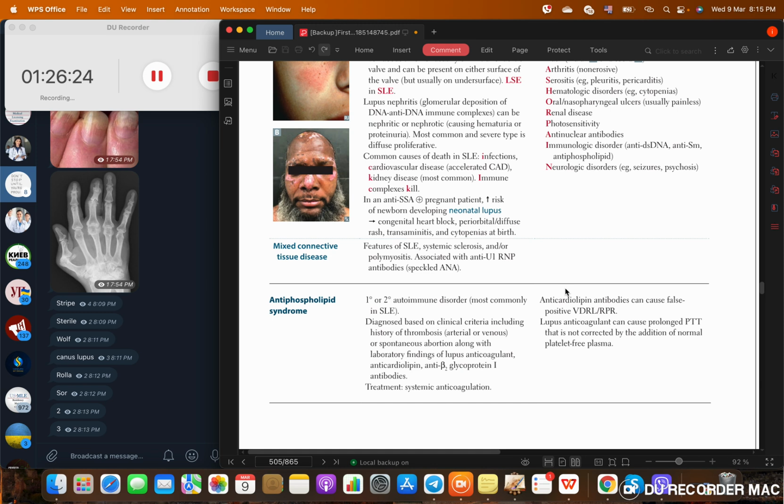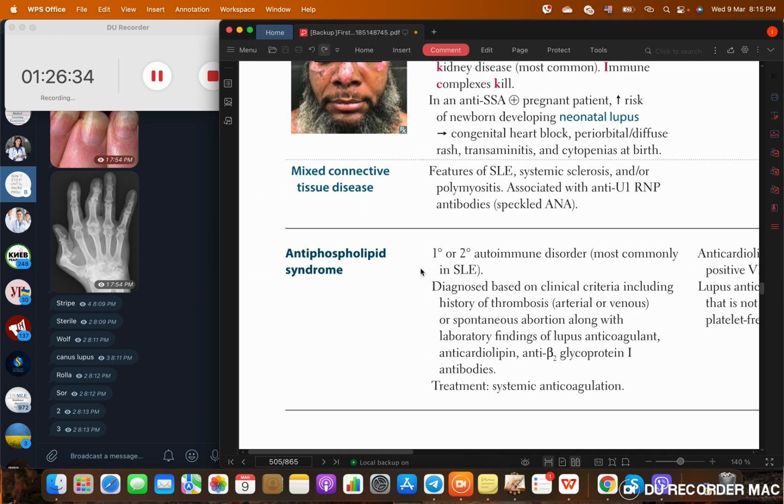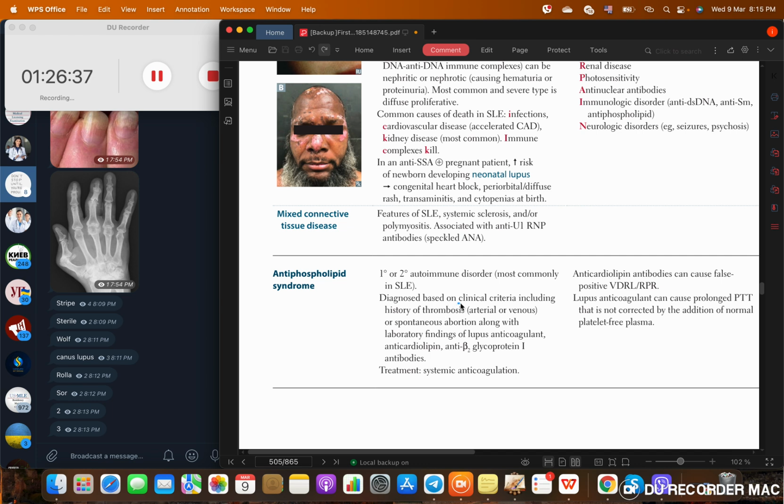Antiphospholipid syndrome has actually one clinical significance. So first of all, let's see what it is. Primary or secondary autoimmune disorder, most commonly in lupus, they can have this antiphospholipid syndrome. Diagnosis is based on clinical criteria, including history of thrombosis. The main idea of antiphospholipid syndrome is a hypercoagulable state. So, arterial or venous thrombosis or a spontaneous abortion. Why? Because the baby also gets a thrombosis in him, which leads to abortion, along with laboratory findings of lupus anticoagulant, anticardiolipin, and anti-beta-2 glycoprotein 1 antibody. Basically, all of the problems here are multiple lupus antibodies, and the patient is in a hypercoagulable state that leads to thrombosis everywhere.